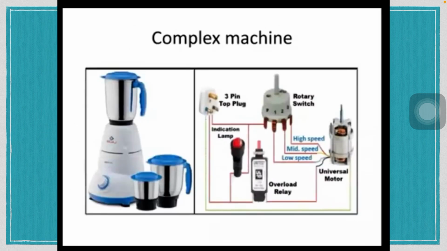Now, complex machine. These machines have many parts which carry out many processes for completing a task. As you can see here, a mixer grinder. For this purpose, the parts are joined to one another. Therefore, these machines are called complex machines.